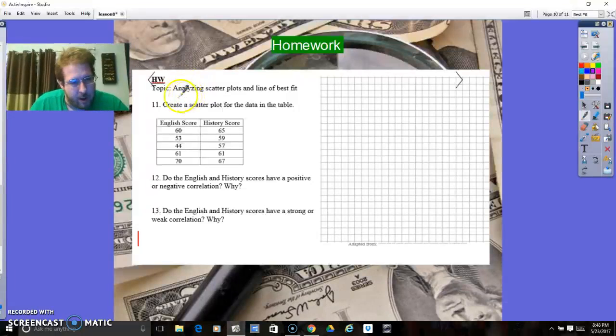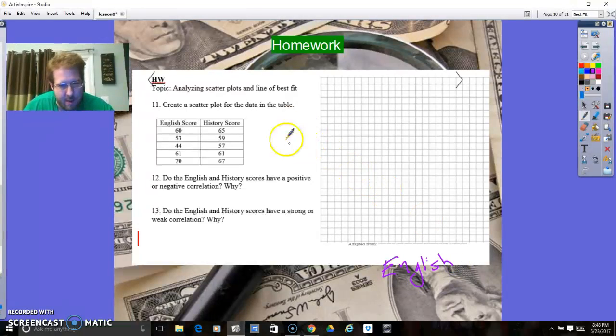All right, so homework. Create a scatter plot for the data table below. Do the English and history scores have a positive or negative correlation, and why? All right, so English scores. I'm going to put English on the bottom. You can do it the other way around. Doesn't really matter. I'm going to put history scores over here.